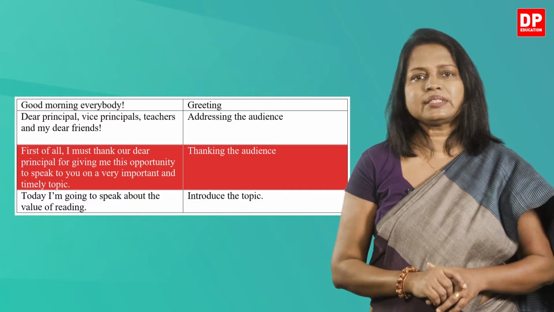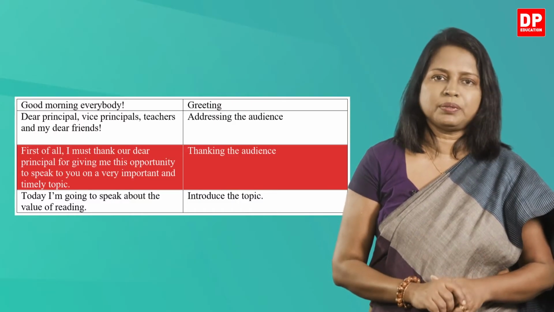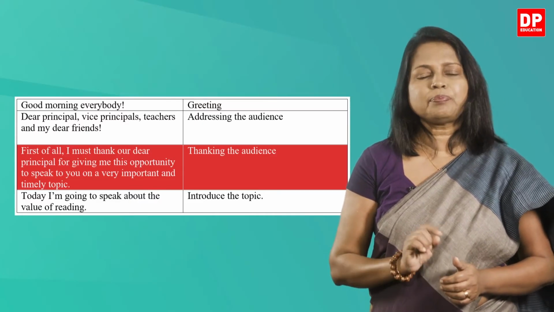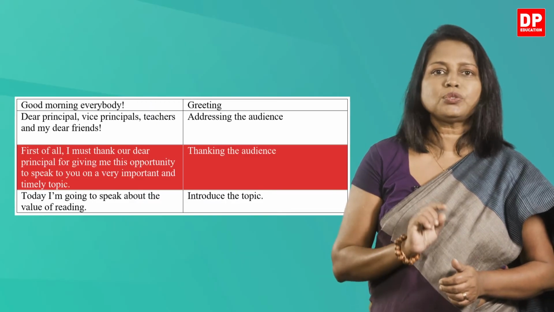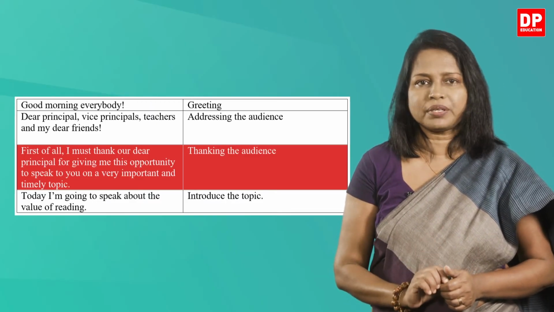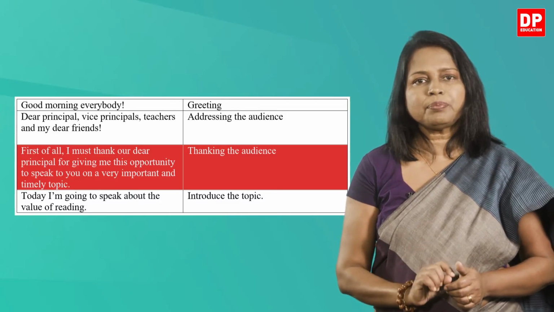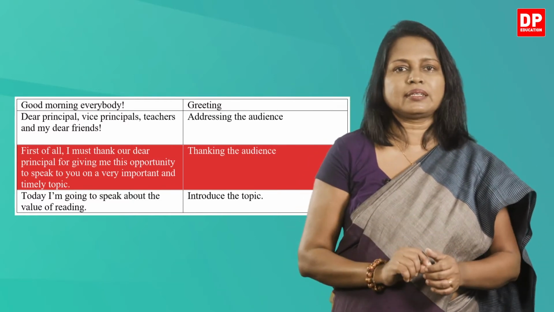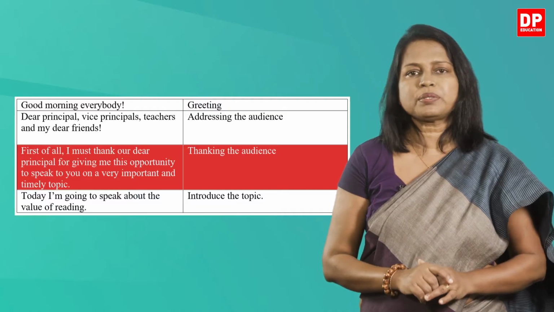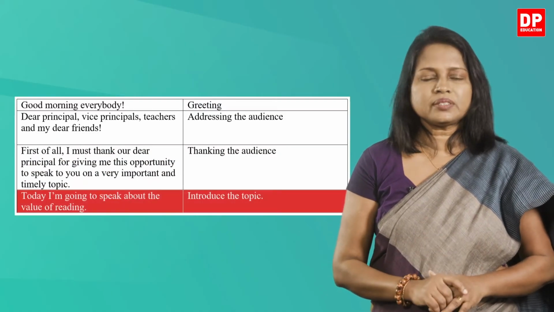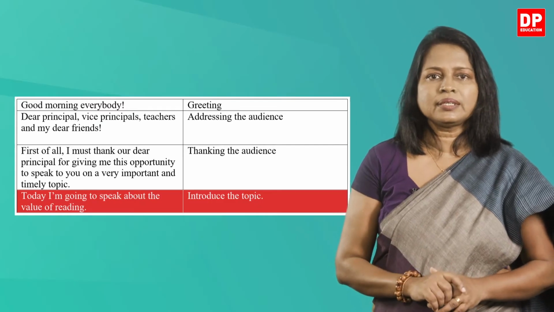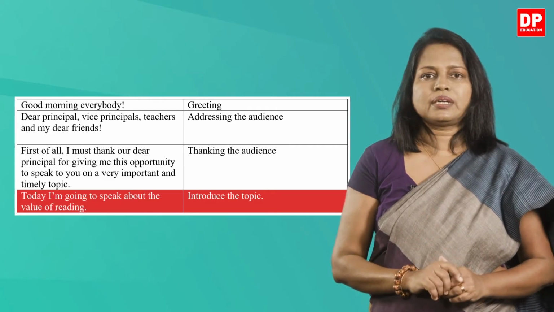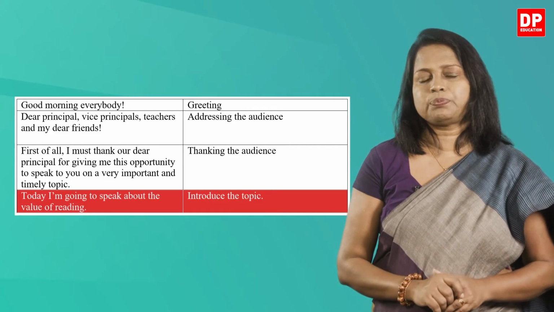Next, you thank the organizers for giving you the opportunity to deliver the speech. Let's read that part. First of all, I must thank our dear principal for giving me this opportunity to speak to you on a very timely topic. Here you need to write the people whom you should thank for. Usually it is the organizing committee in general or any other people you need to thank specifically. Finally, you must introduce the topic. See how it is done. Today I am going to speak about the value of reading. Okay children, I hope now you are clear about the beginning of a speech.